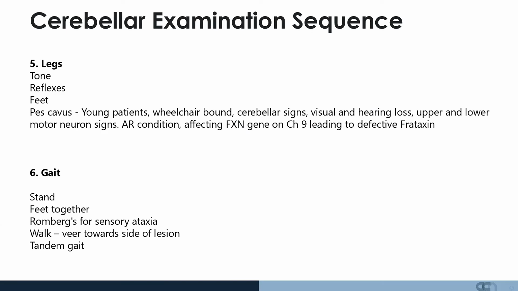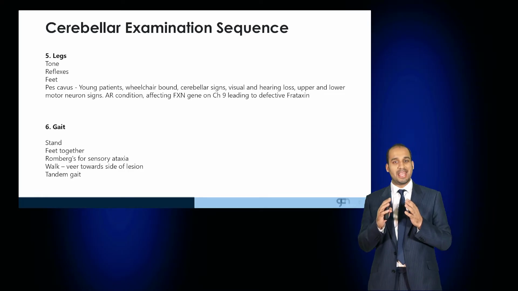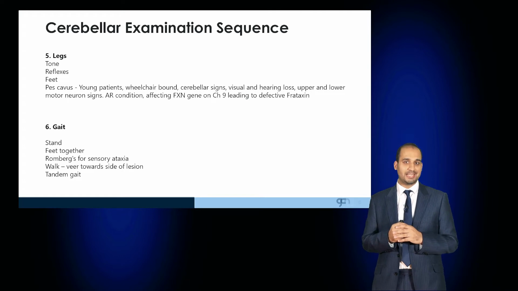In the legs, also examine for tone and reflexes, and examine the feet for pes cavus. A young patient, wheelchair-bound with cerebellar signs associated with visual and hearing loss, as well as upper motor neuron signs, may have an autosomal recessive condition called Friedreich's ataxia. This is a condition which affects the FXN gene on chromosome 9, leading to defective frataxin.